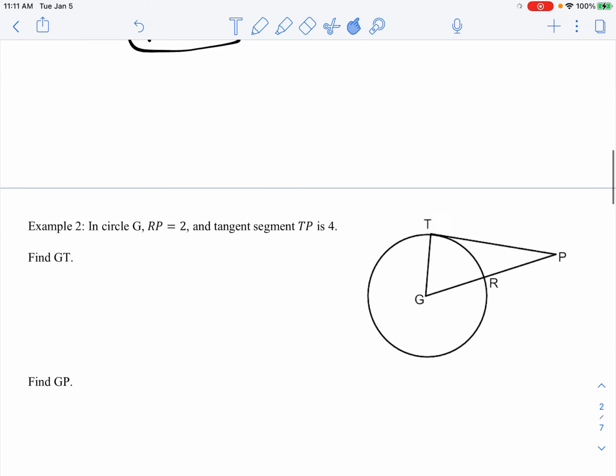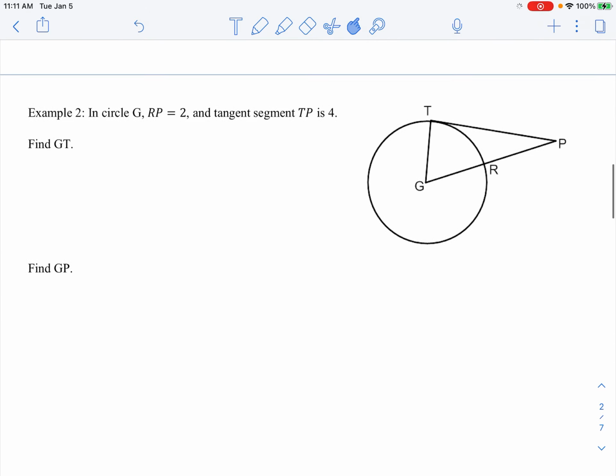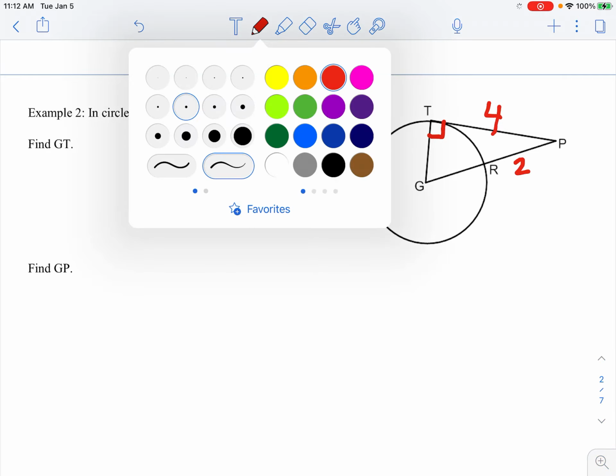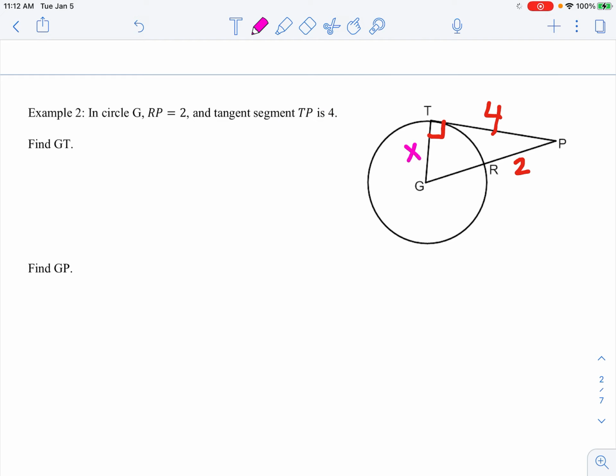All right, let's look at another example. How can we mix that picture up on us a little bit? Well, let's look. I've got another tangent touching the radius, so I'm going to draw in my 90-degree angle right away so that I know. I'm going to label my picture. It says that RP is 2. That's this little piece out here. It tells me TP is 4, and it wants us to find GT, the radius. So I'm going to put an X on GT.